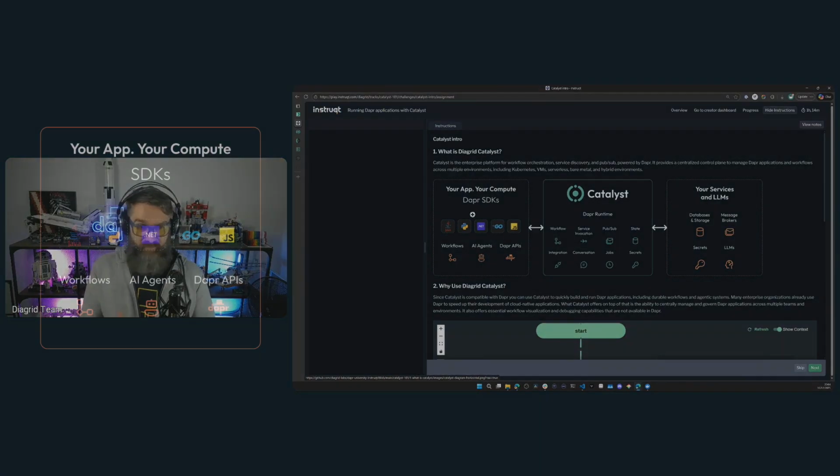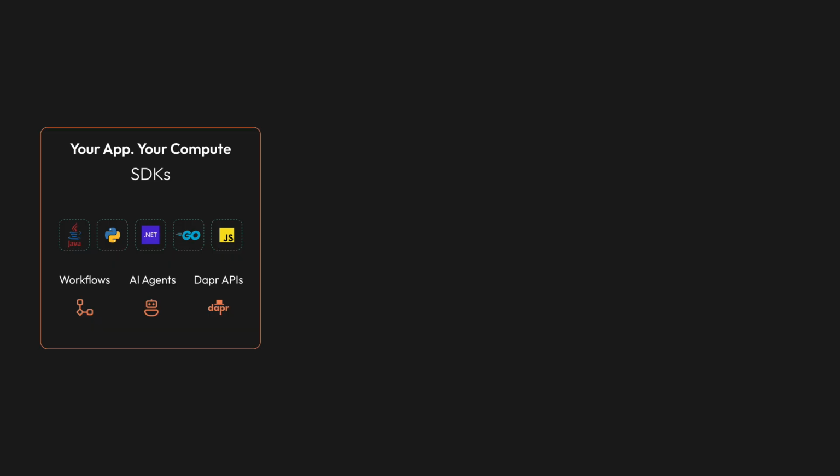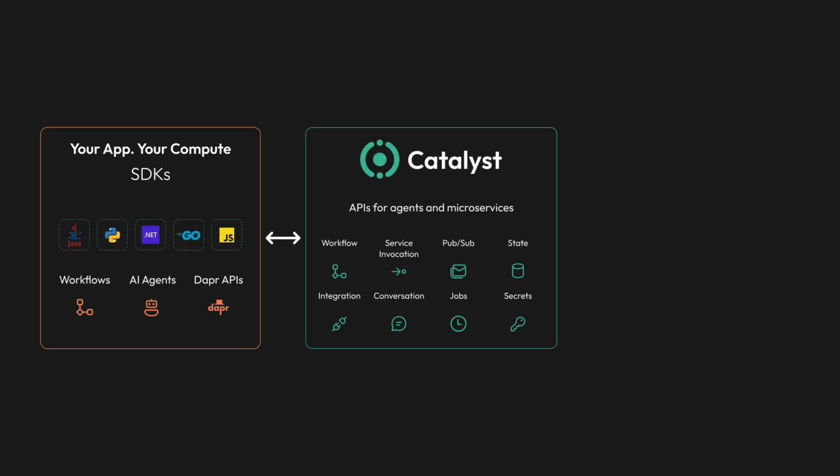You can write your applications in whatever language you want, use the Dapr SDK in these languages, and you can build your workflows, you can build your AI agents, use all of the Dapr APIs that are out there. But you're responsible for actually hosting and running your own application. You don't have to worry about running and managing the Dapr runtime anymore, because that's what Catalyst will take over. So you'll be communicating with Catalyst, and that provides the managed Dapr runtime, which now includes a managed workflow engine.